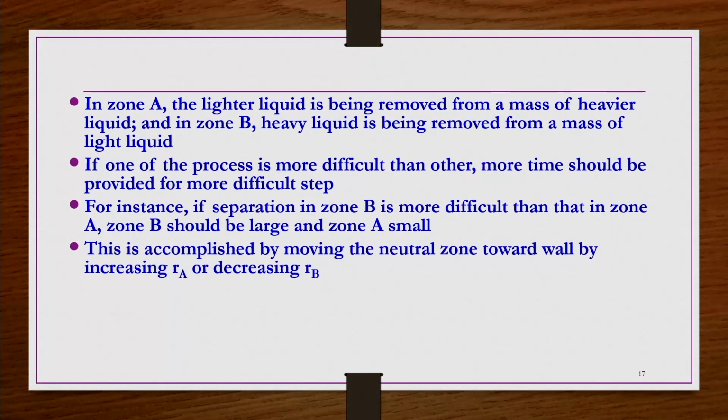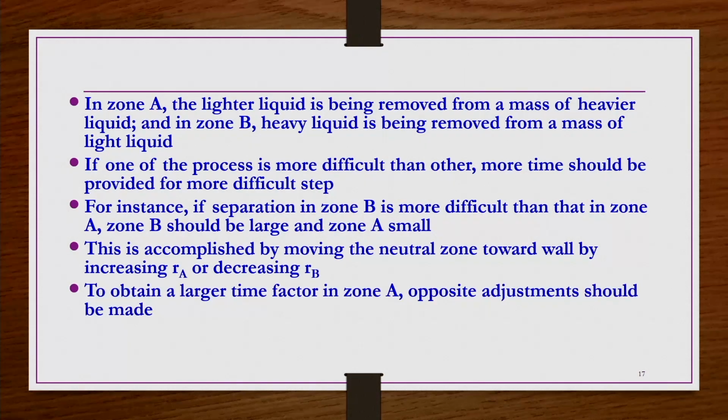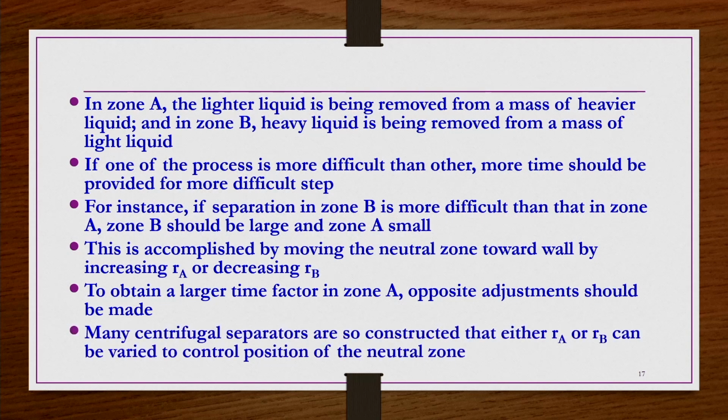This is accompanied by moving the neutral zone toward the wall by increasing Ra or decreasing Rb, as per the requirement. To obtain a large time factor in zone A, the opposite adjustment should be made, that is, moving the neutral zone towards the axis of rotation by decreasing Ra and increasing Rb. So the opposite has to be followed. Many centrifugal separators are constructed so that either Ra or Rb can be varied to control the position of the neutral zone as well.